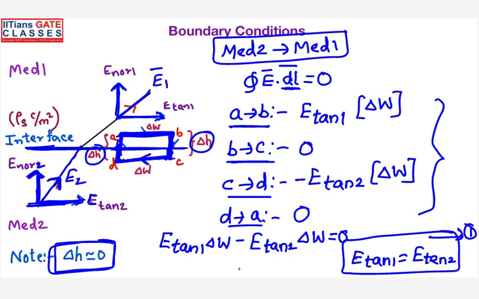So you can see here, what is the conclusion? It doesn't matter what medium 2 and medium 1 are. If any electric field is entering from one medium to the other medium, the tangential component of electric field remains the same. So if the wave enters from one medium to the other, what this equation says is that the tangential component of electric field in both the mediums remains the same. So any questions, please ask now.